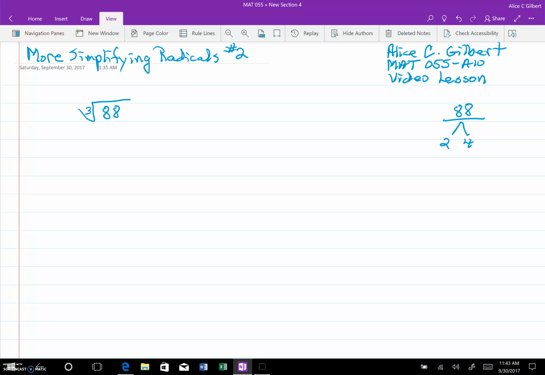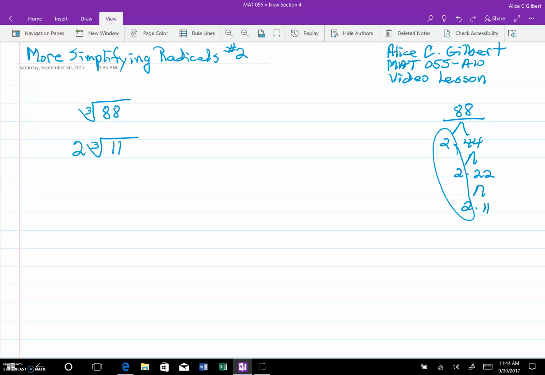So 2 times 44, 2 times 22, 2 times 11, and I need 3. And see how simple it is? All the numbers are right there together. If you start with 8 and 11, then you're going to have your numbers all over the place, and it's going to be hard to circle your groups. So a 2 goes on the outside, so this is 2 times the cubed root of 11.